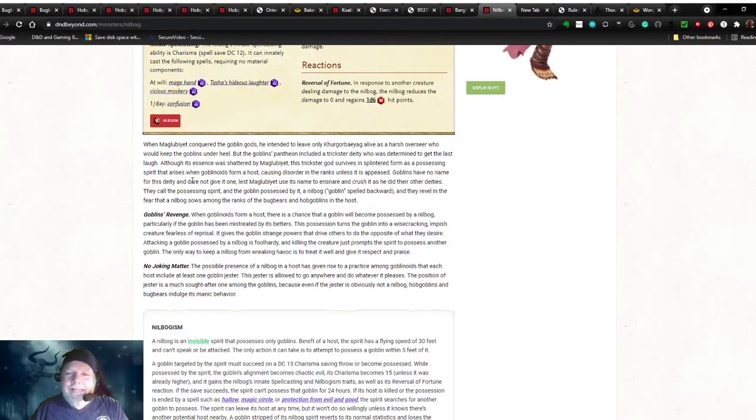Goblins do not have a name for the deity and do not want to give it one, in case Maglubiet should use its name to ensnare and crush it as he did their other deities. They call the possessing spirit and the goblin possessed by it a Nilbog, or goblin spelled backwards, and they revel in the fear that a Nilbog sows among the ranks of bugbears and hobgoblins in their host.